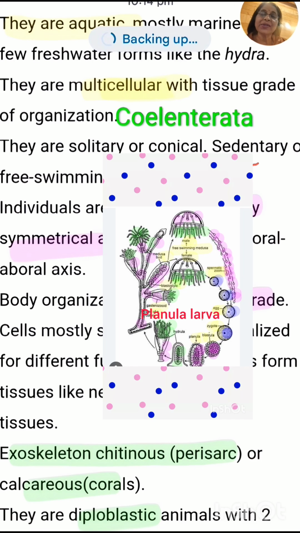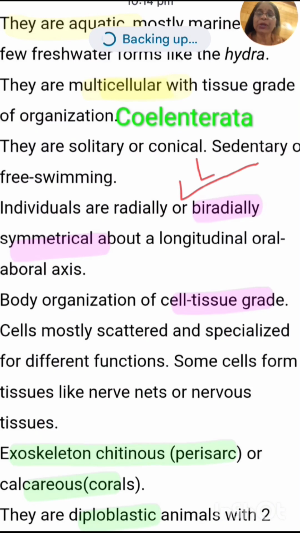So earlier you have studied in the protozoa that amoeba that was single celled or acellular structure. Now in coelenterata you can see the tissue grade of organizations, means cells are organized forming the tissues. So they may be solitary or they may be conical or sedentary or free swimming. So they may be fixed or they can swim freely.